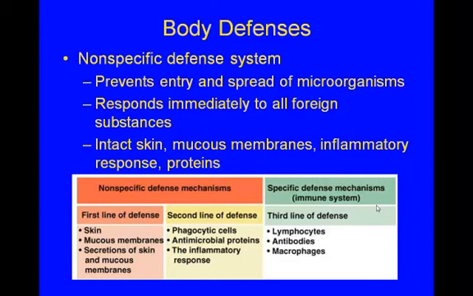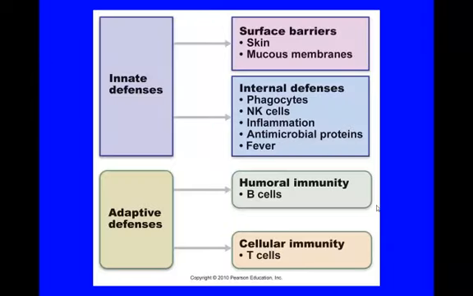Now, at the bottom, you can see there's a little organization chart, and this will, again, just help with all this major organization we need for this chapter. I really like this one. This gives you a good overview. You can see that innate are non-specific defenses, and adaptive are also called specific defenses. And so you can see again how those are broken down.